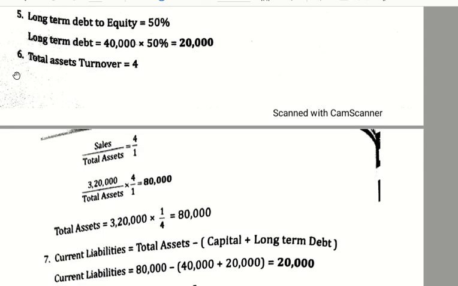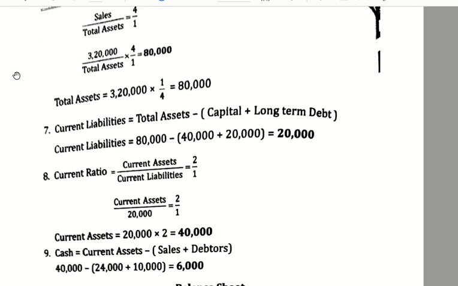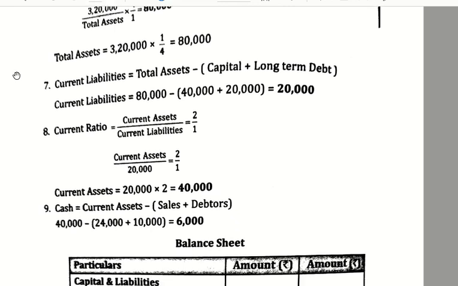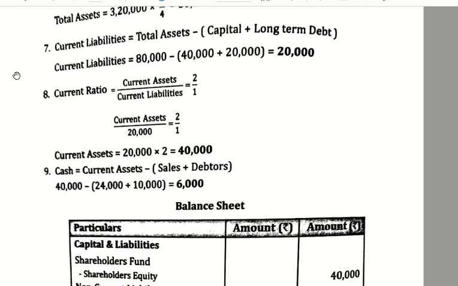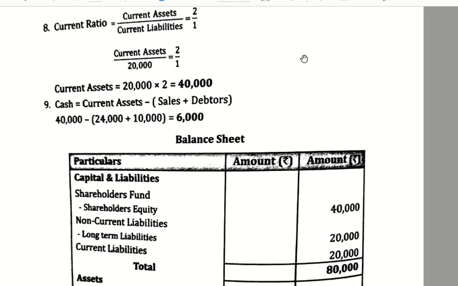So long term debt to equity is 50%. So long term debt is equal to 40,000 into 50%, which is equal to 20,000. Total assets turnover is equal to 4. Sales divided by total assets is equal to 4 by 1. 3,20,000 divided by total assets is equal to 4 by 1, so total assets is 80,000. So your current liability is equal to total assets minus capital plus long term debt. So current liability will be 20,000. Current ratio we have, and current assets we are supposed to find out. When you cross multiply, we get 40,000. So cash is a balancing figure, which is 6,000.